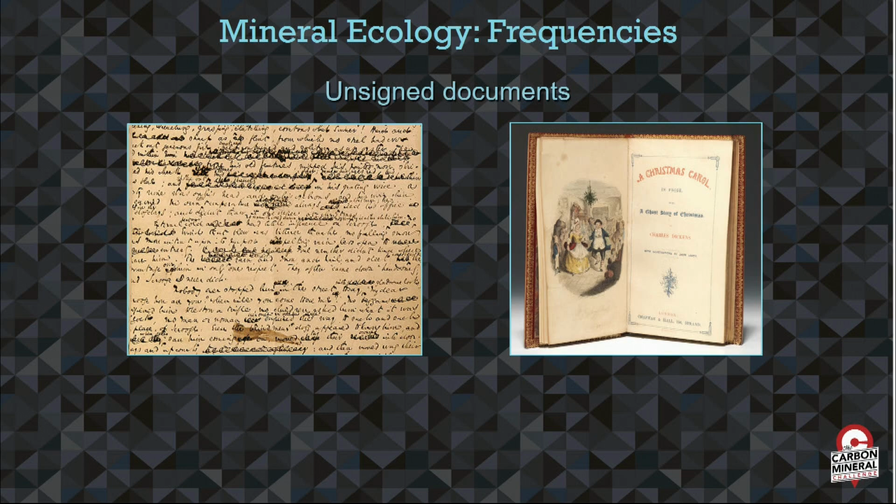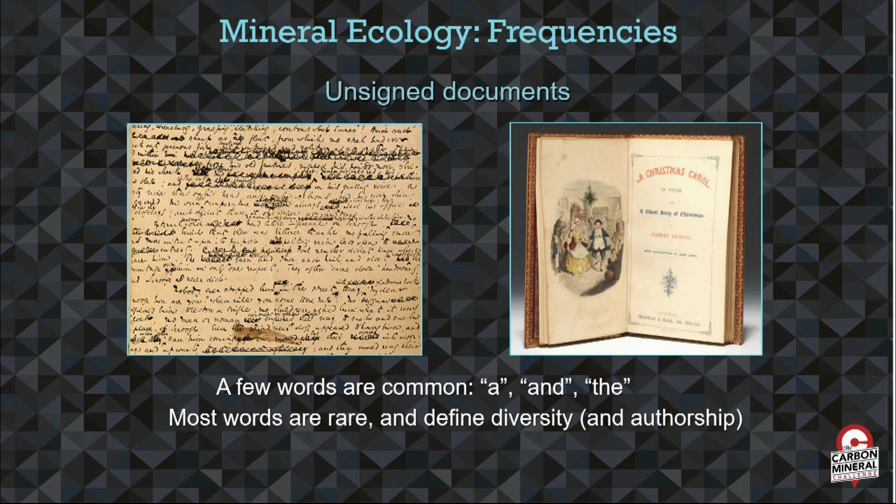And what you'll find is that only a few words are very common. Things like a, and, the, is, all of those words we see all the time. They're ubiquitous. But most words, most species of words, so to speak, are actually rare. We don't find them much at all. And the diversity and combination of those rare words define the style of writing, can actually define the authorship. And linguists do this. They use these statistical methods to figure out the author of an unsigned manuscript.